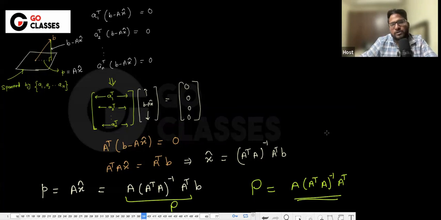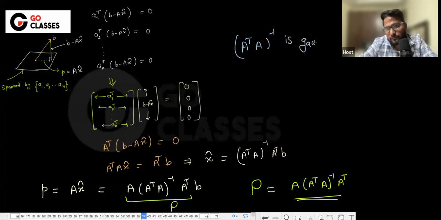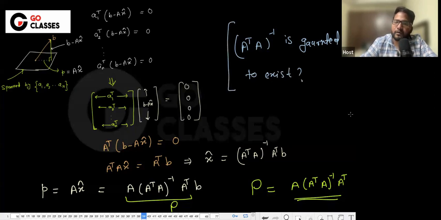Now there are a couple of questions that are still unanswered. One of the questions is how we can take the inverse of this. Is this guaranteed to exist? Which means, is (A transpose A) inverse guaranteed to exist? This is the first question. And the second question, as Diksha is also asking, is can we open up this inverse?